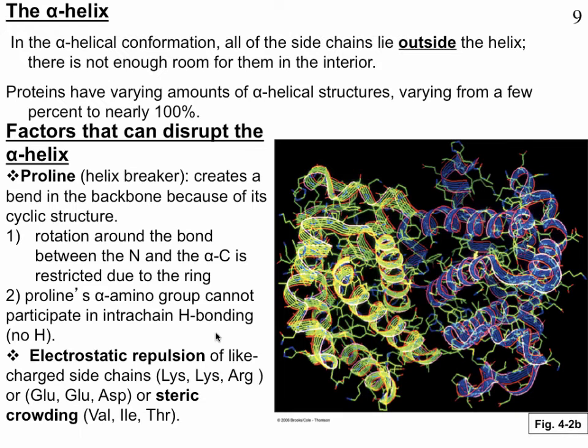it would destabilize it, as well as steric crowding. If you have really big, bulky side chains next to each other, they're crowding each other. They're taking up each other's space. And so that's also unfavorable. So bigger amino acids like valine and isoleucine right next to each other might not be favorable, or tryptophan and phenylalanine may also not be favorable in the alpha helix.